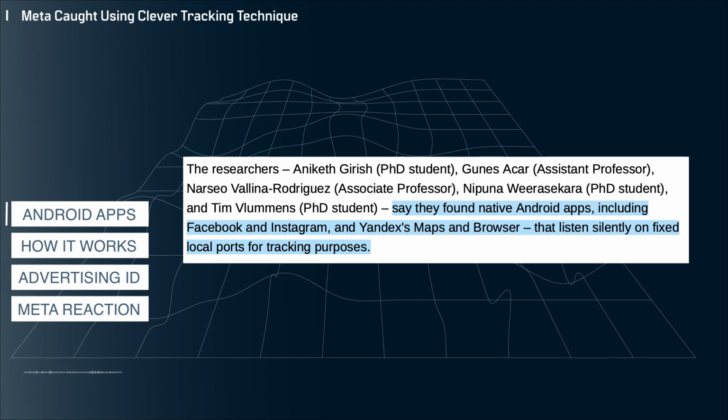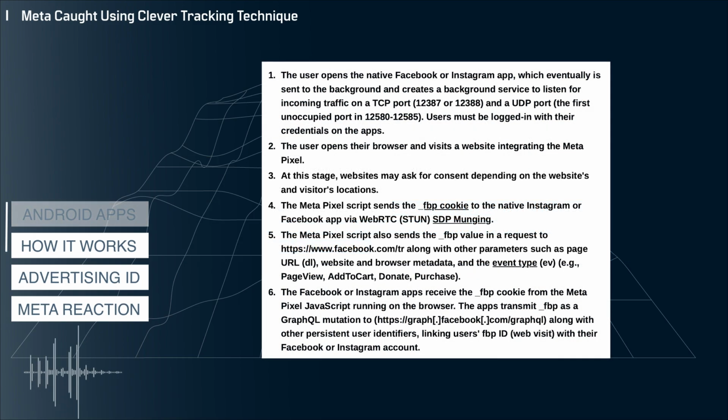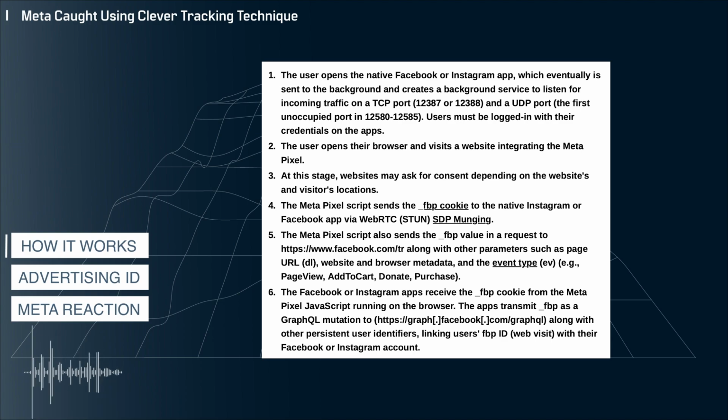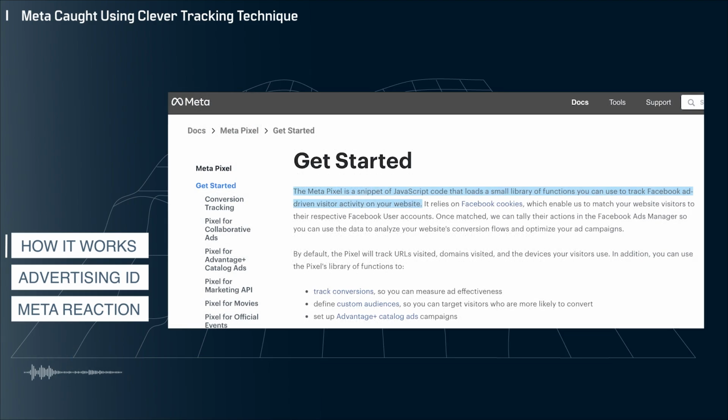Meta exploited this feature to enable tracking users across the web and installed apps. Here's how it works. First, the user installs the Facebook or Instagram app on their phone. Then the installed app will start listening on localhost for incoming connections. Then at some point, the user will inevitably visit a web page that has Facebook marketing installed on it, meaning that the web page has the Meta Pixel script installed.